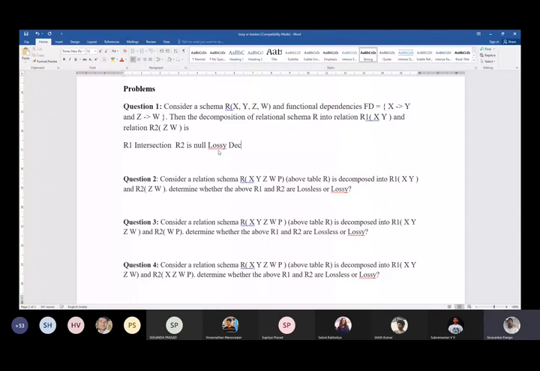So question two: you have a relation schema with five attributes x, y, z, w, p. It is decomposed into two relations, R1 and R2. I think the same thing is repeated, right? So it's again a lossy decomposition because the intersection is going to be null.